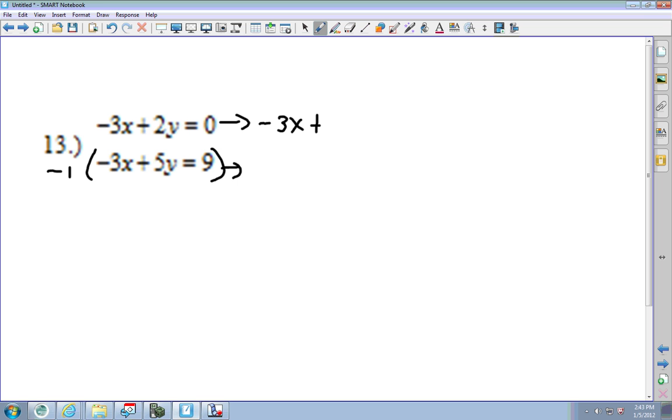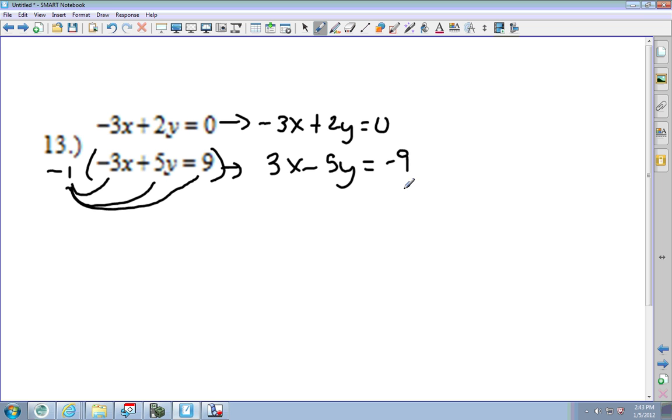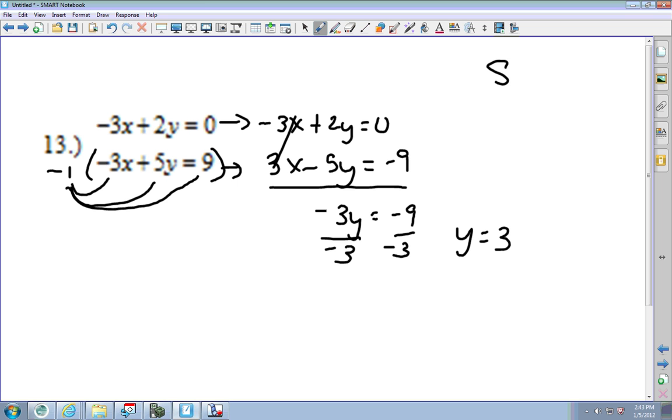Negative 3x plus 2y equals 0. Now down here at the bottom, negative 1 times 3x is positive 3x. Negative 1 times 5y is negative 5y. Negative 1 times 9 is negative 9. Combine these, the x's cancel out. You get negative 3y equals negative 9. You're going to divide by negative 3. Y equals 3. So my solution, my y number is 3.